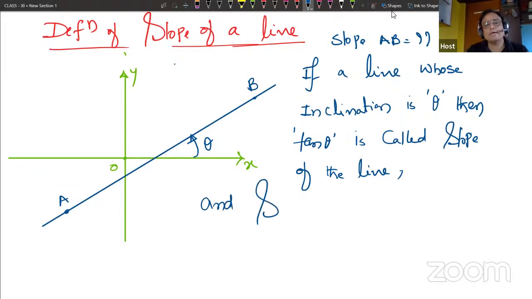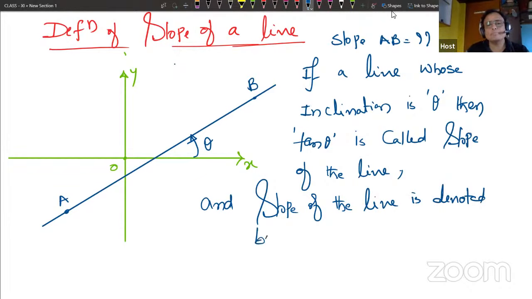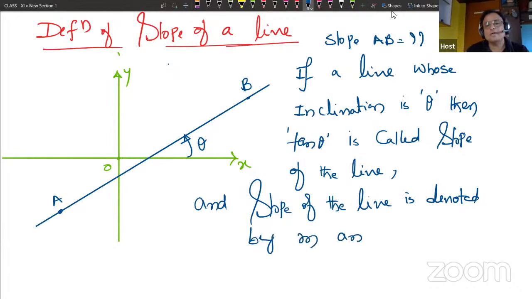And slope is denoted by M, and it has no units. Just see that AB line. Whichever line's slope you want, you want the slope of this line AB, right? Once again, in the diagram, you want this line's slope: tan of that line's inclination.